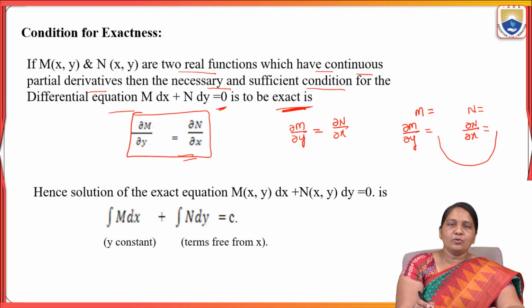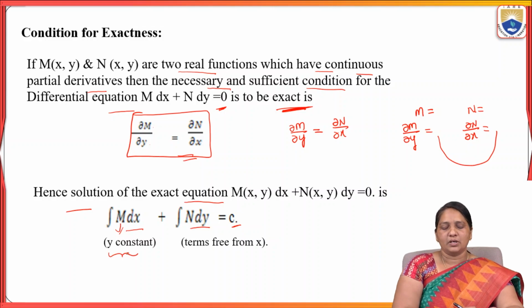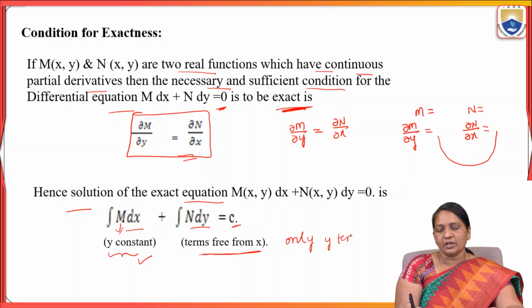After identifying the exact differential equation, we can find the general solution. The general solution of an exact differential equation is integral M dx plus integral N dy equal to c. When doing the integration, we have to take y as constant in M. When integrating N, we take only the y terms, free from x, which means only the y terms we are going to take here.